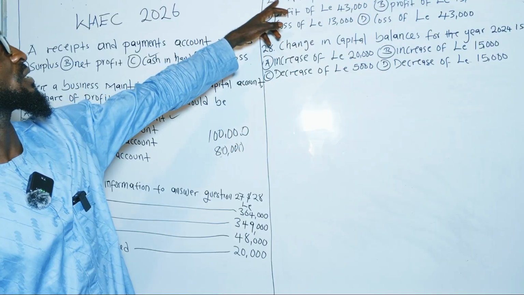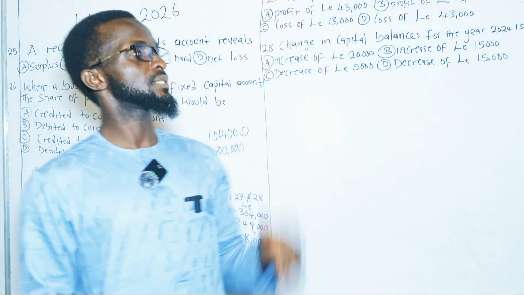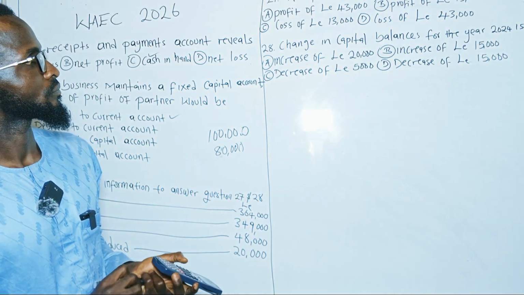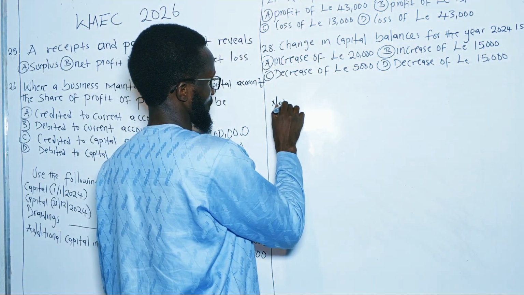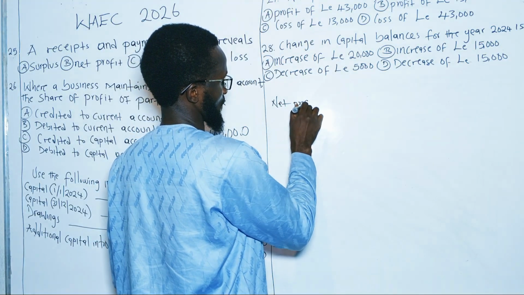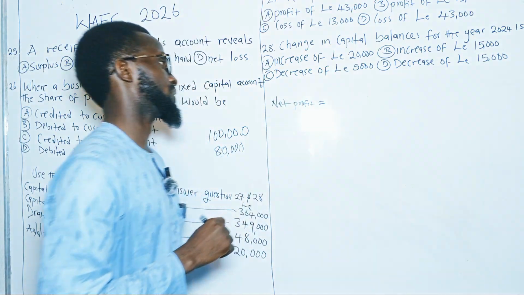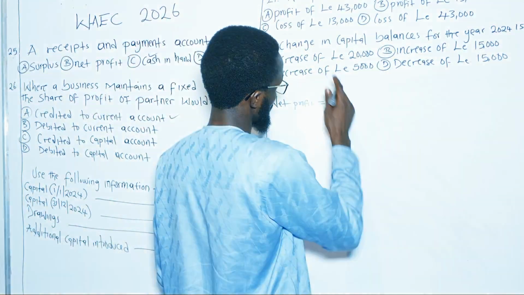Question 27 says net profit or net loss for the period is. What is the net profit or net loss for the period? Let's say net profit or net loss. If you want to determine that, you're going to say your closing capital.